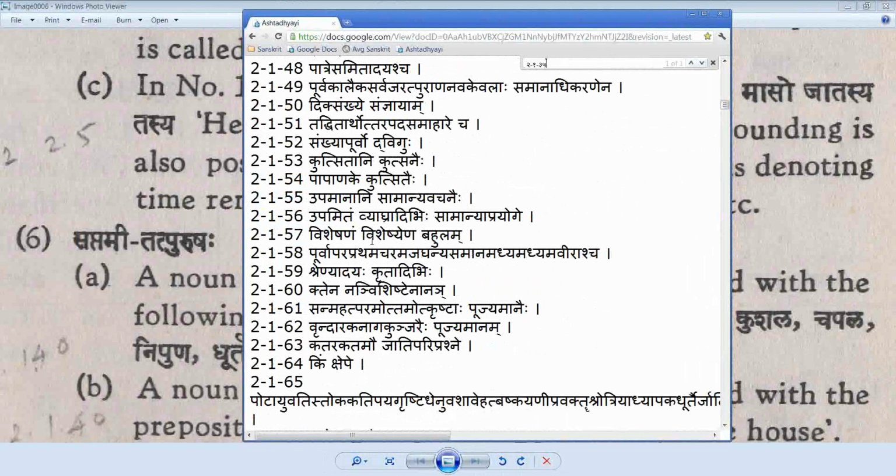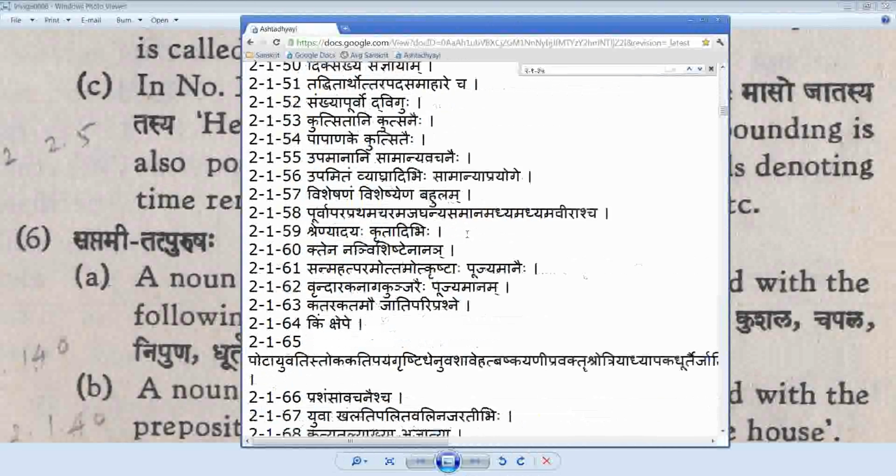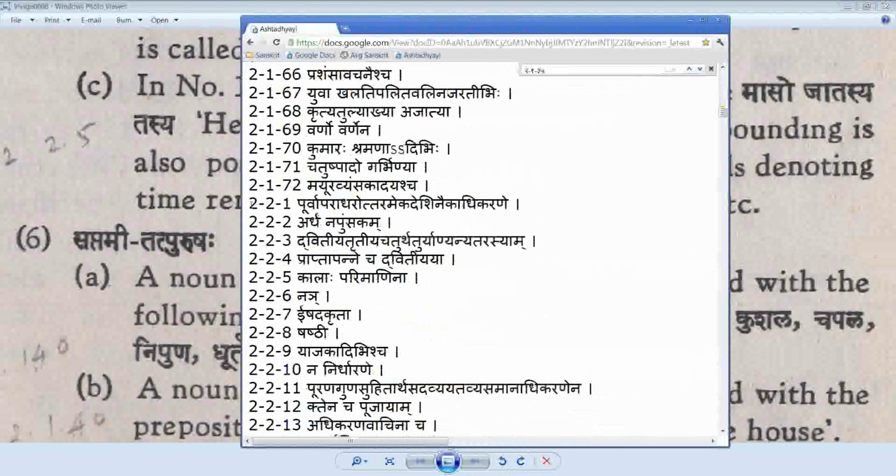Yes, sir. So Samasa itself is optional. So when we say Masa Jataha Devadattaha, for example. Wait a minute. This is not Ekadeshi Samasa. Ekadeshi is only two. Yes, this is not Ekadeshi Samasa. Only this set is Ekadeshi Samasa.